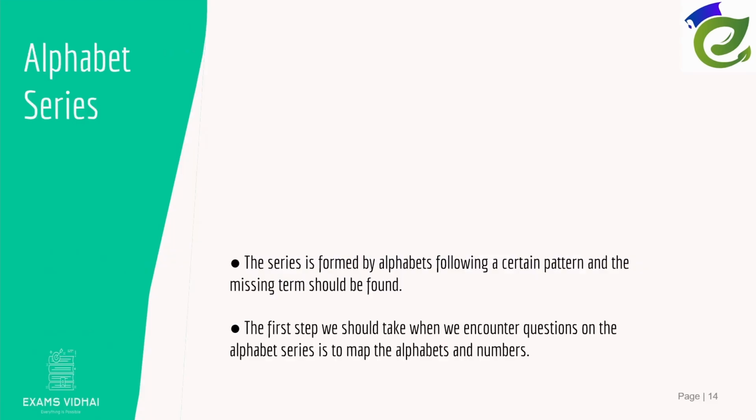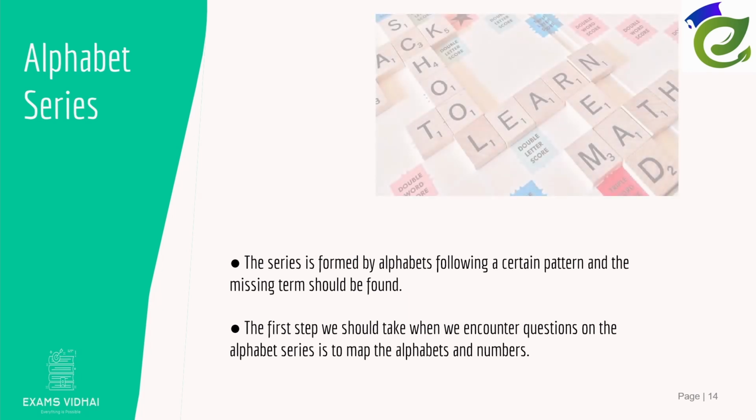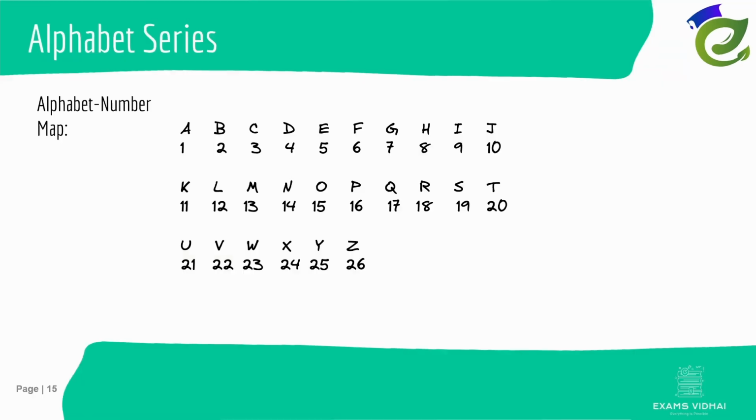Now in our next module we shall learn about alphabet series. So what is an alphabet series? This series is formed by alphabets following a certain pattern and the missing terms should be found. The first step we should take whenever we encounter questions on the alphabet series is to map the alphabets and numbers. So how can we do that?